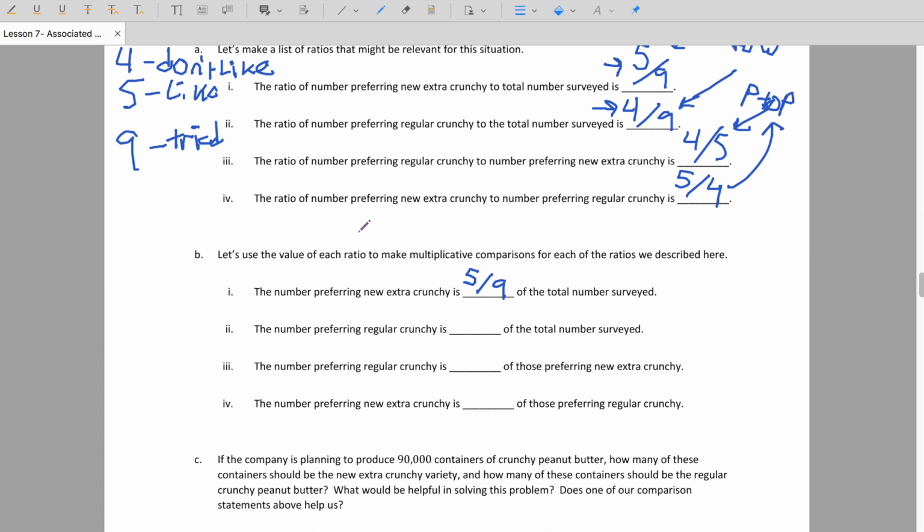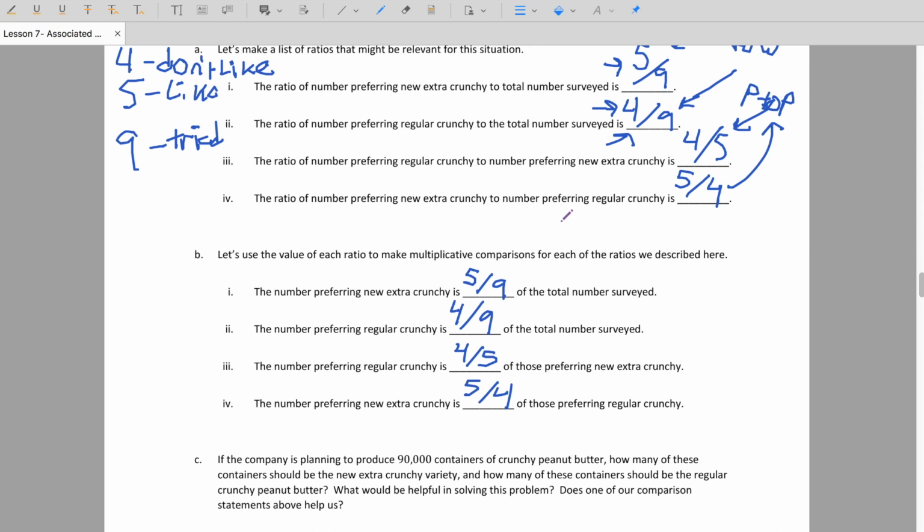Really what we're doing is taking what we already know about ratios and using fractions to describe that ratio. So let's try this next one. The number preferring regular crunchy is something of the total number surveyed, right? So that is going to be this ratio here. 4/9 of the total people surveyed preferred the regular crunchy. The number preferring regular crunchy is 4/5 of those preferring new extra crunchy. The number preferring new extra crunchy is 5/4 of those preferring regular crunchy.